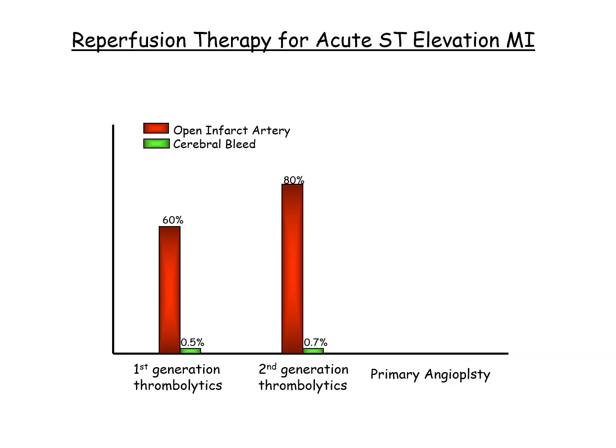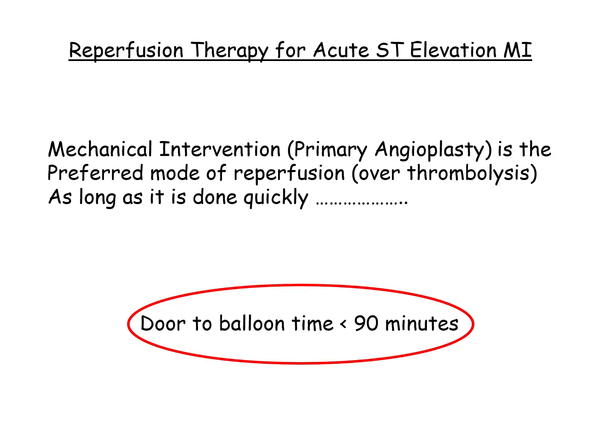These studies laid the foundation for primary angioplasty being an alternative reperfusion therapy for acute ST elevation myocardial infarction, being more effective in opening up occluded arteries with a much lower risk of cerebral bleeds. So in modern cardiology practice, mechanical intervention with primary angioplasty has become the preferred mode of reperfusion over thrombolysis in patients with ST elevation myocardial infarction, provided that it is done very quickly and without any delay.